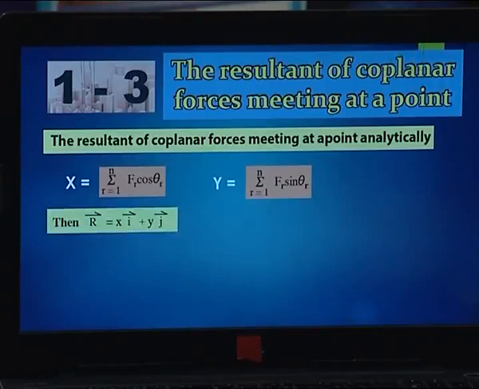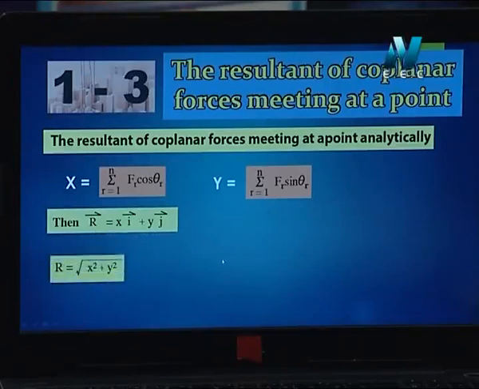R equals xi plus yj. This is the R vector. And the magnitude of R, which is the resultant, equals the square root of x power 2 plus y power 2. Direction, which is tan theta, equals y over x.